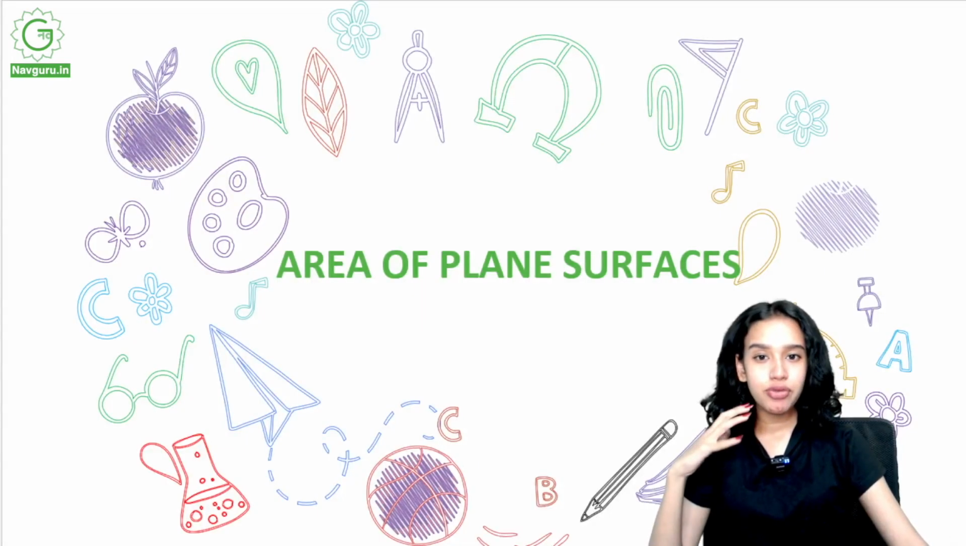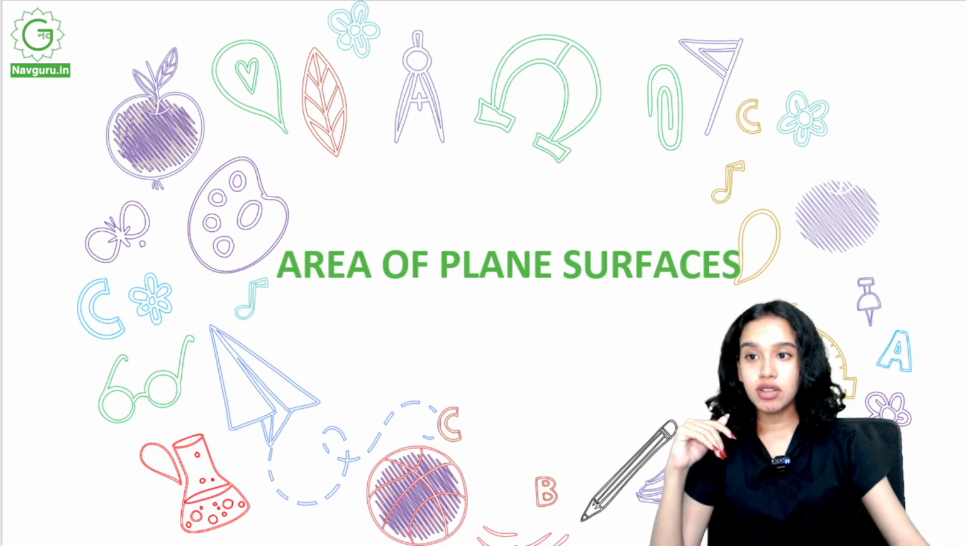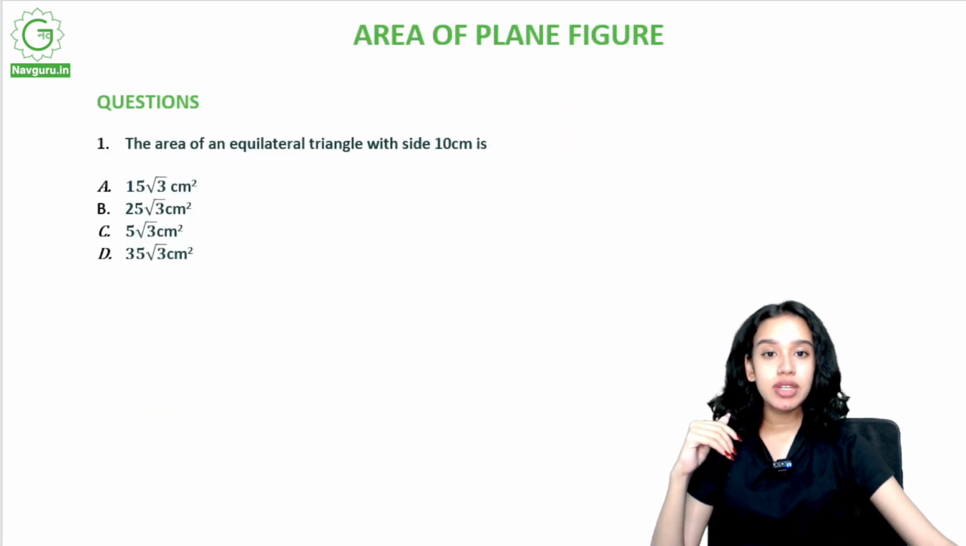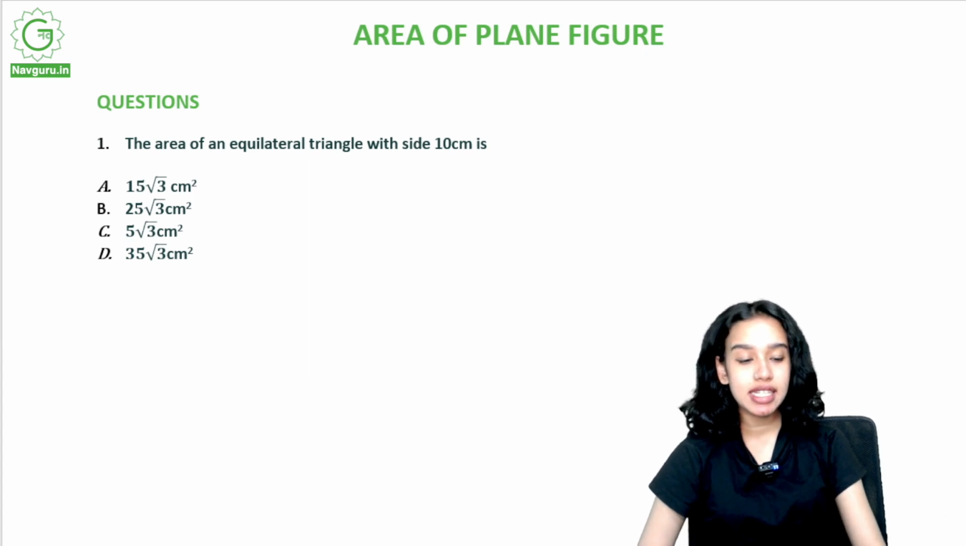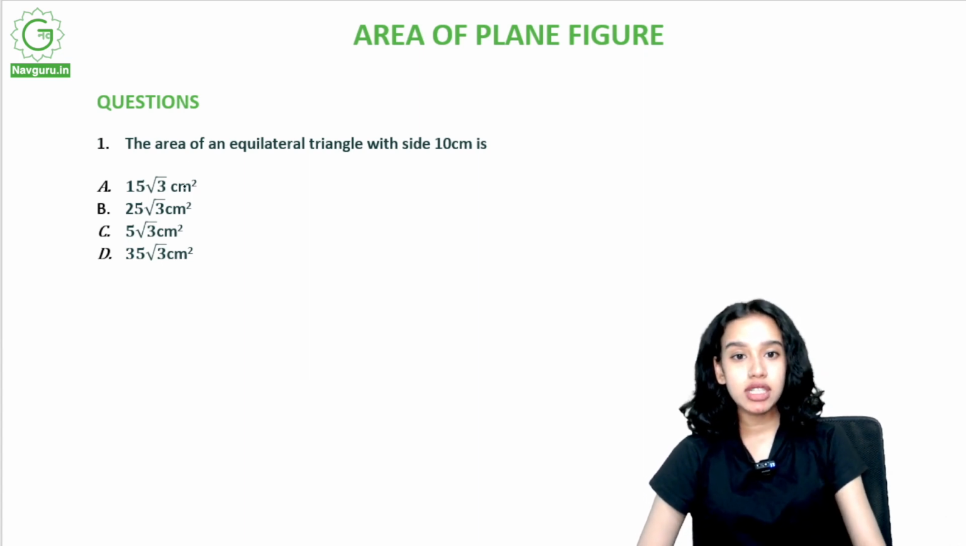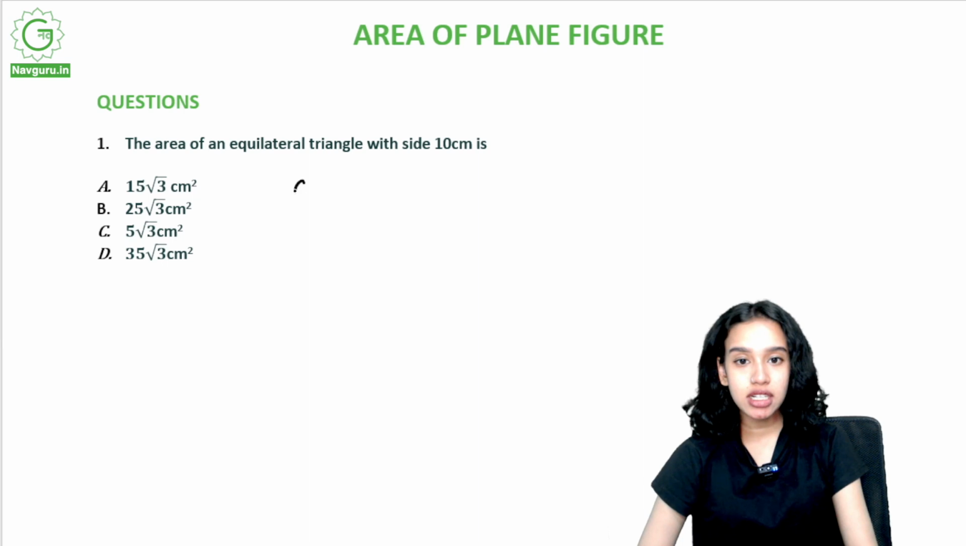Now let's solve a few questions from the chapter Area of Plane Figures. So, first question. The area of an equilateral triangle with side 10 centimeter is equal to. So, what is given here? The side of an equilateral triangle, let's call it A. A is equal to 10 centimeter.